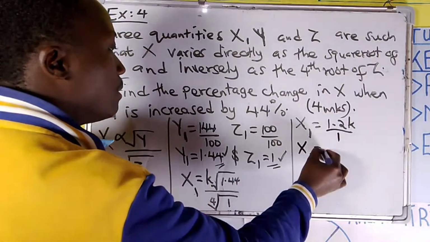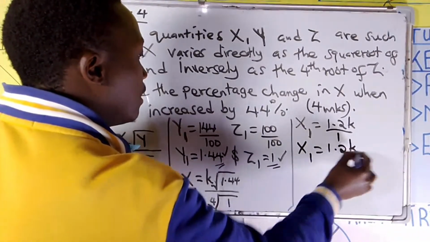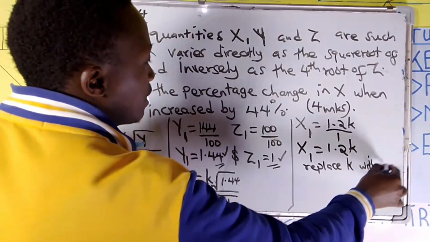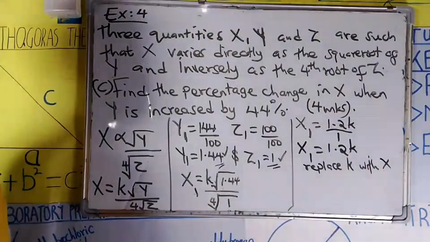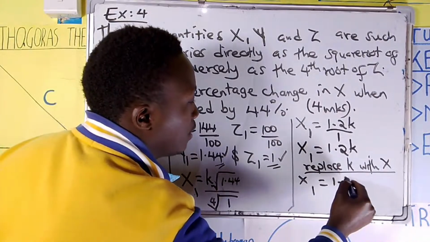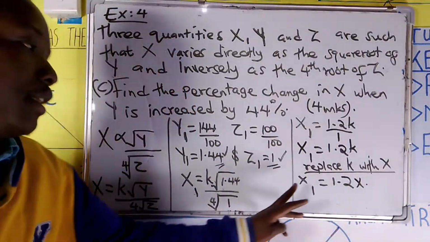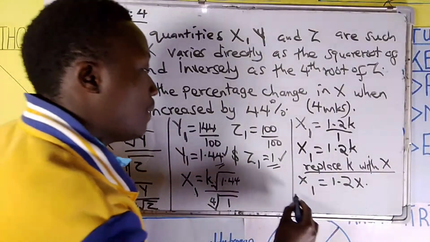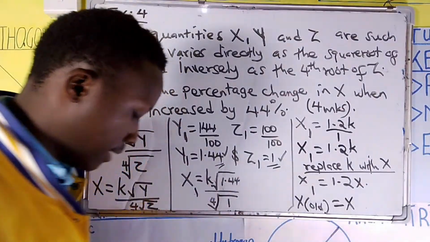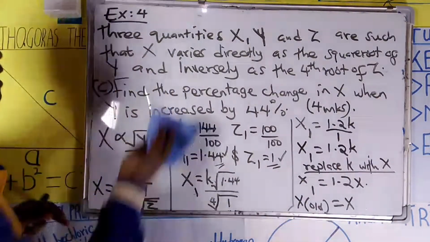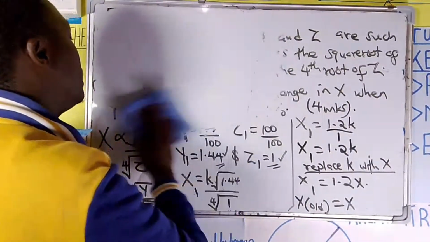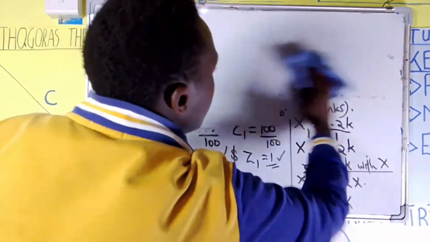So our new x will be equal to 1.2k. We said we can replace k with x. Once we replace k with x, we are going to say our new x is equal to 1.2x. So if our new x is 1.2x and our old x was equal to x, can we be able to determine the percentage change? Yes, definitely yes. We can be able to determine the percentage change.